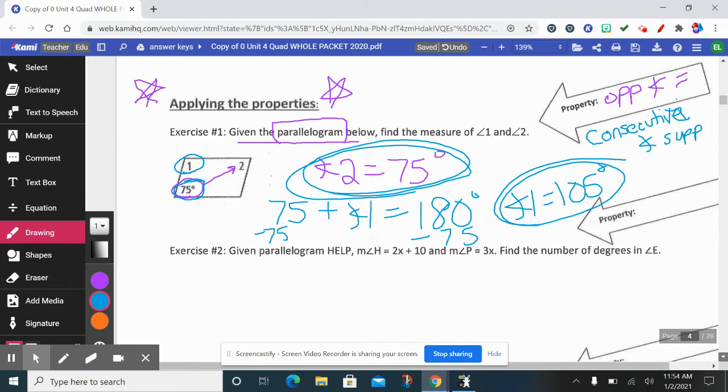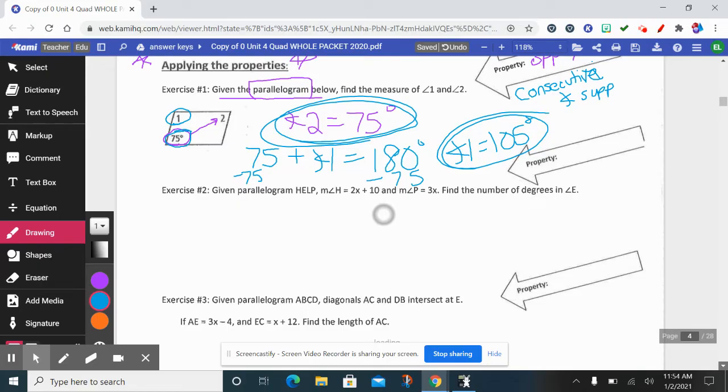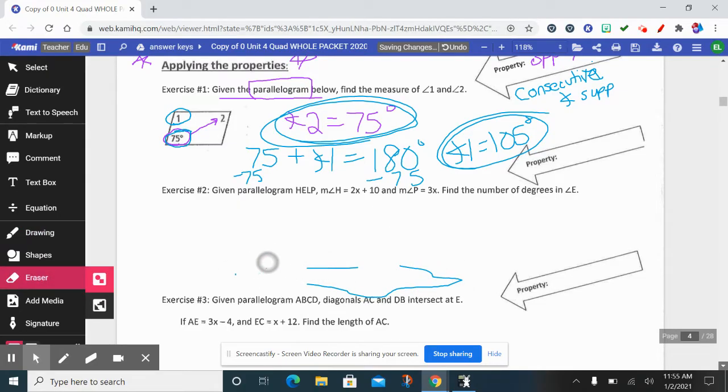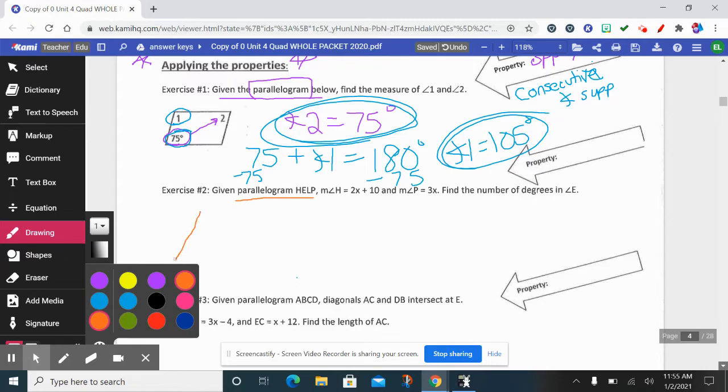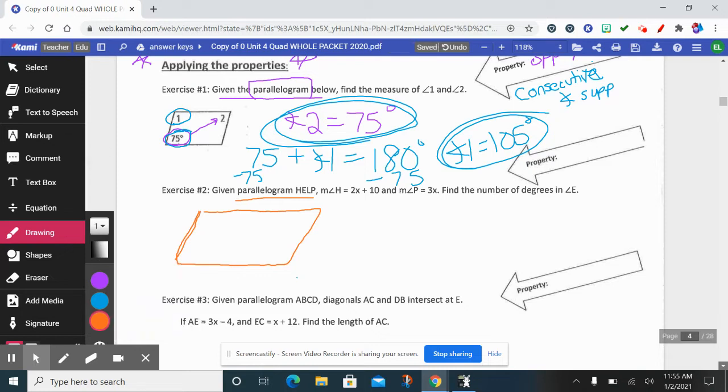We're going to apply the same kind of idea to exercise 2. But the problem with exercise 2 is there's a really big blank space here. Okay, this blank space, we need to draw a picture. Okay, a lot of you are going to try to look at those numbers and just go, oh, I add to 180. But we really have to draw out the picture and see what this parallelogram looks like. So here we have parallelogram HELP, H-E-L-P. So what we're going to do is we're going to draw a parallelogram. And please, as you're drawing it, you have to label it correctly.